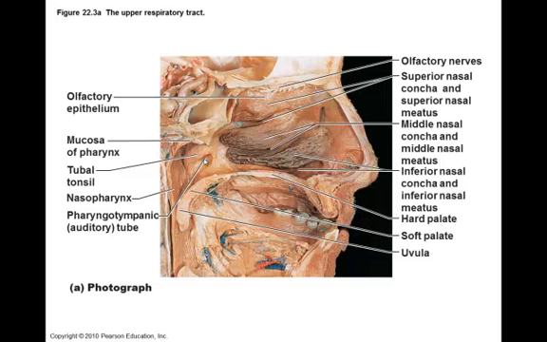Now in this region here, we have our pharyngotympanic tube, because it's in the region of the pharynx, and this leads up to our tympanic membrane. This is the region where we equalize pressure with our tympanic membrane, our eardrum. We equalize pressure with our eardrum in this region right here. It's also called our auditory tube.